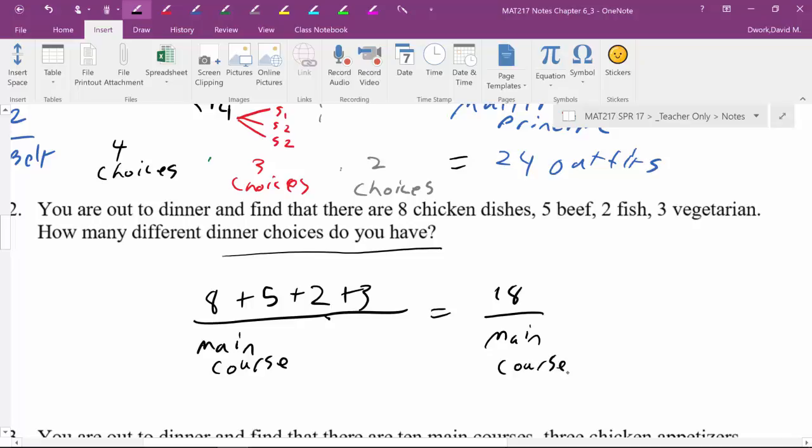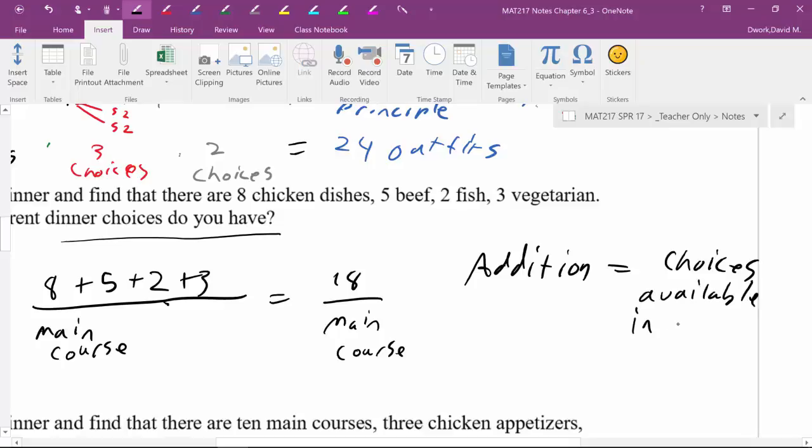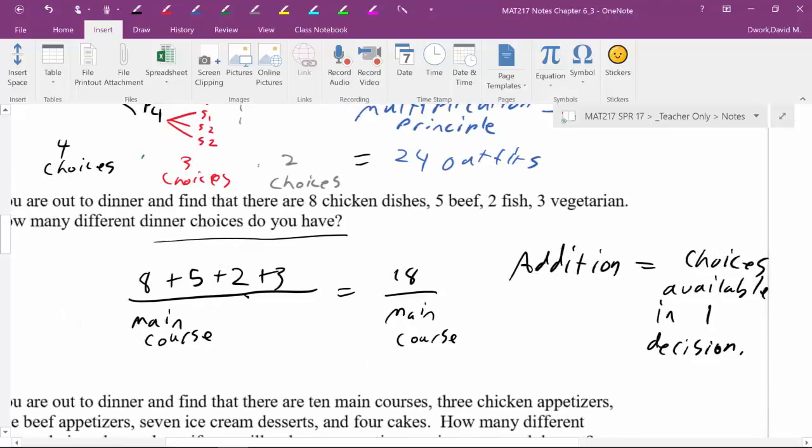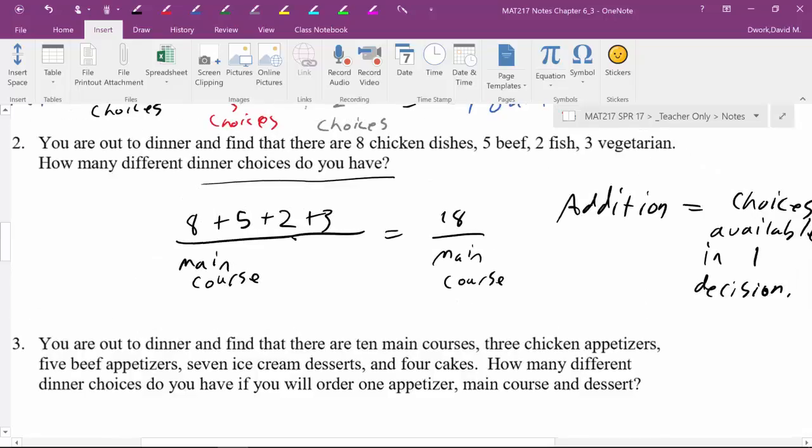Okay, and there's the example of your addition principle. So what is the addition principle? When do you use it? Well, it's when all of your choices, or choices not used, but choices available, are in one decision. Okay, so when you're making that one selection, those are my choices. All right, so now, that is it. That's it. That's the whole section.